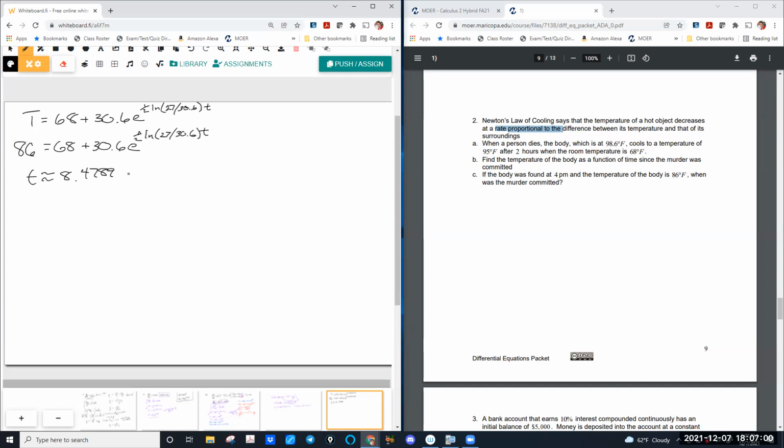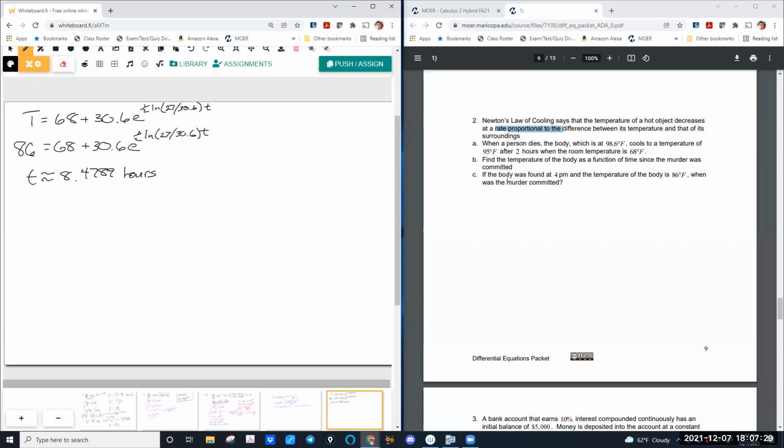Hours. Very nice. Here's the thing, we did the whole problem in hours. Our initial condition, the time was given in hours. What we found was a time, so it is automatically in hours. Now we can convert this to any time units we want. We've got about 8.5 hours there. And so we know that the person has been deceased for about 8.5 hours.